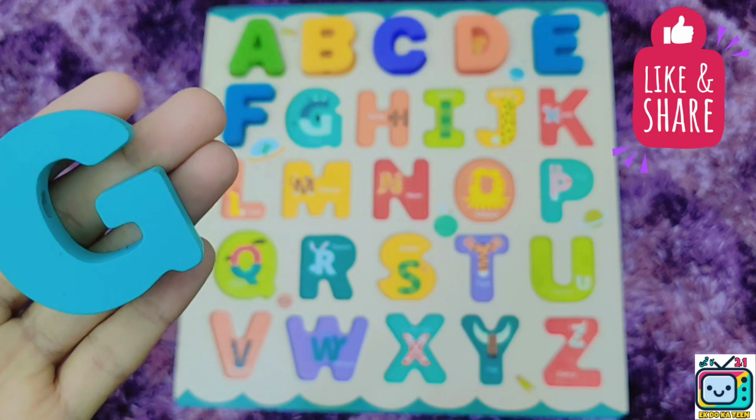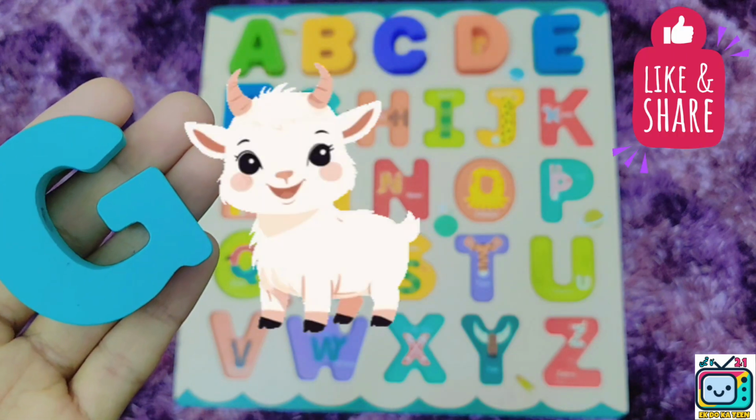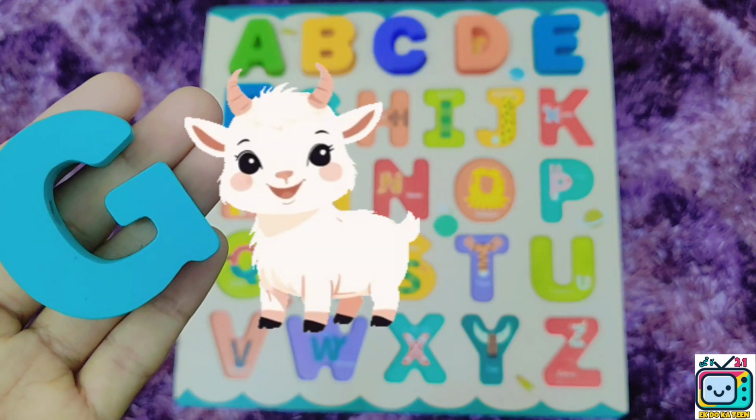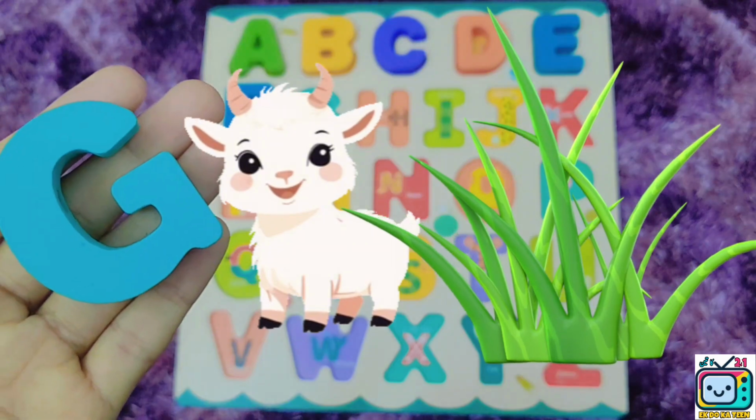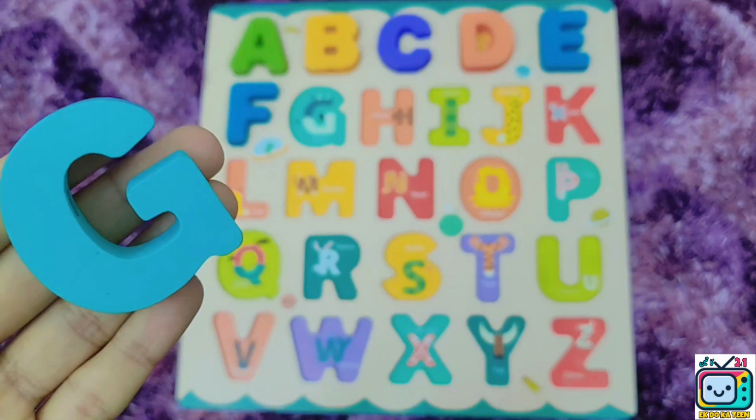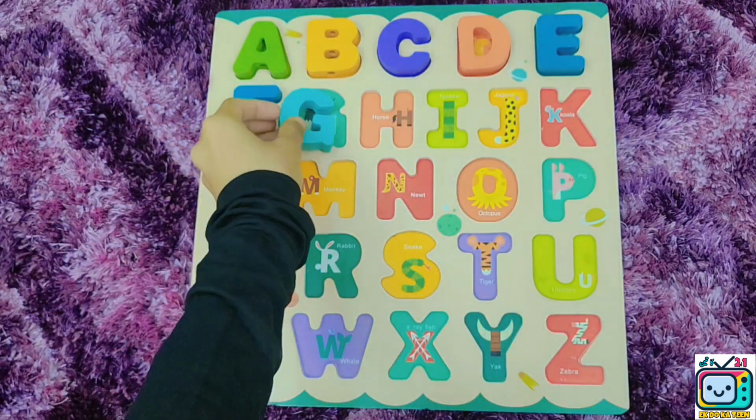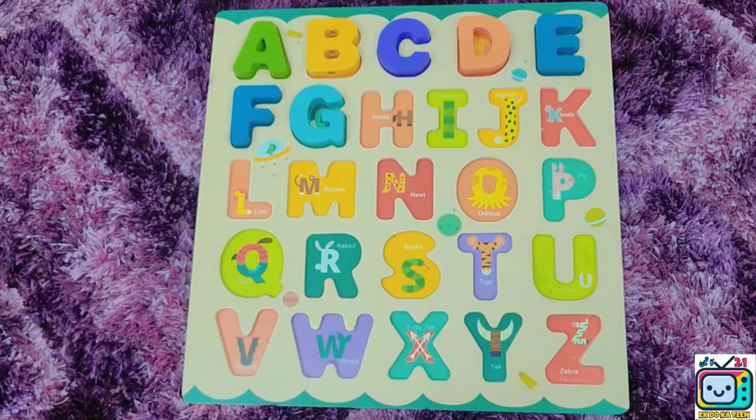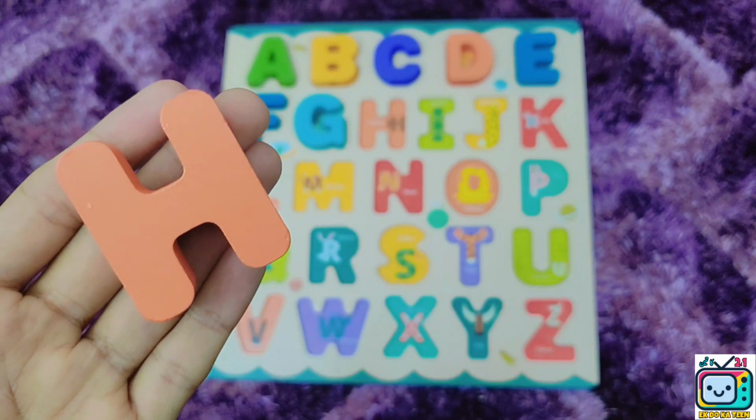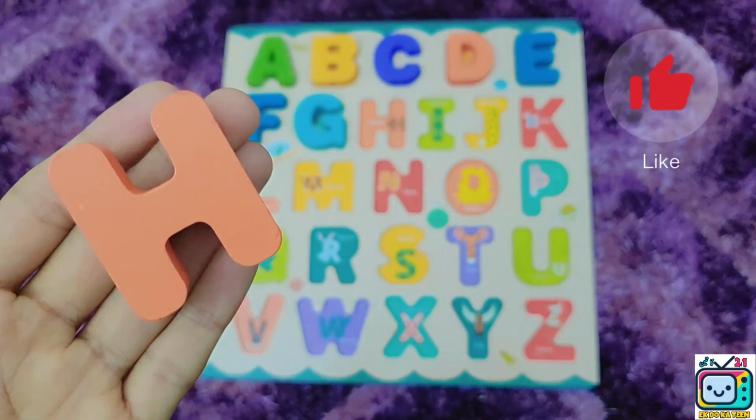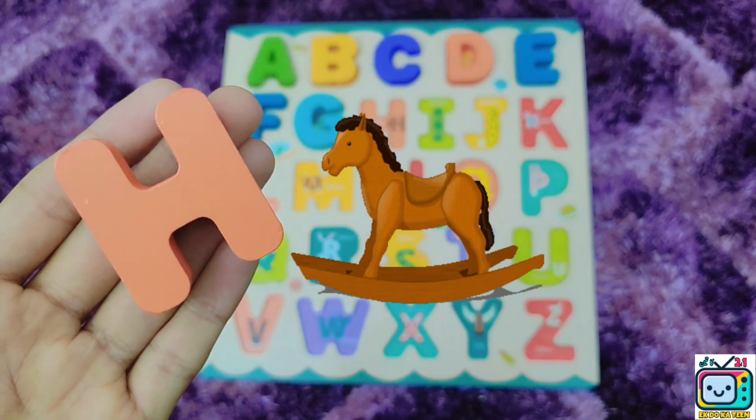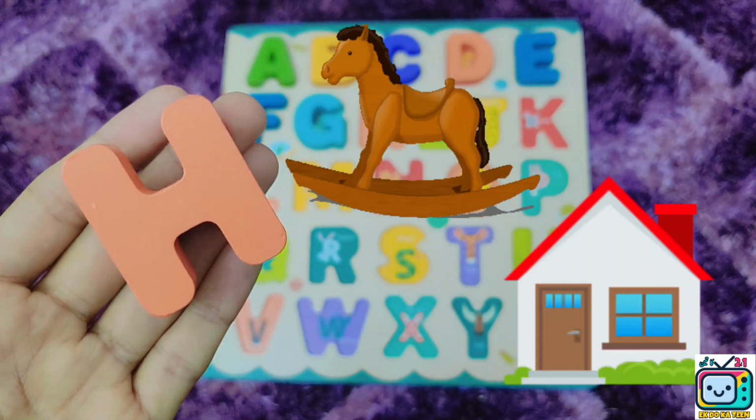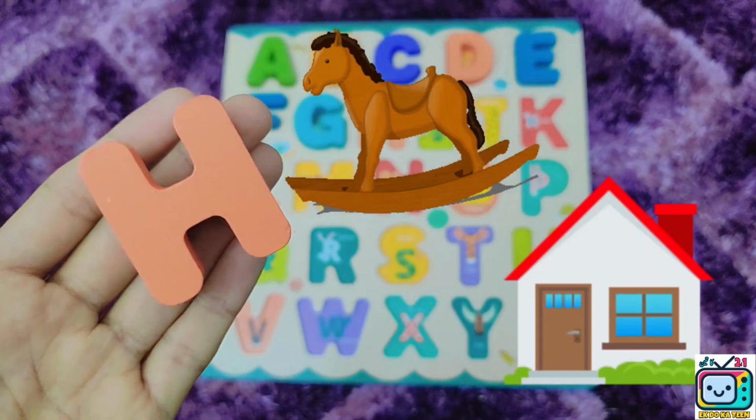This is the letter G. G is for goat and G is for grass. Let's put it here. This is the letter H. H is for horse and H is for house. Let's put it here.